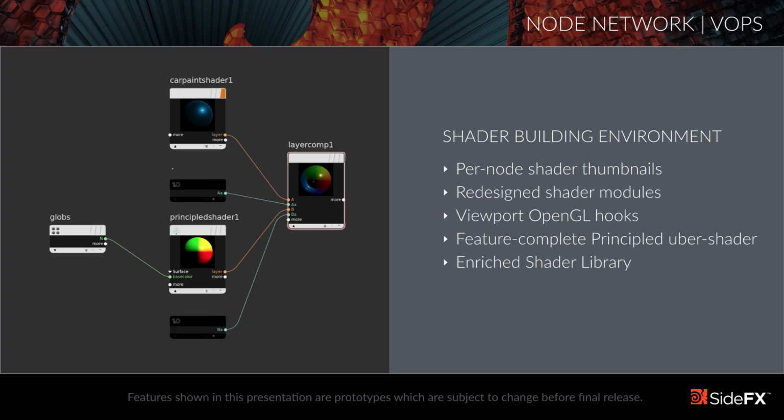This new look will also affect other network types such as VOPs, where you will have stronger shader building network tools. Each node will have shader thumbnails, and the shader modules have been redesigned. With the new layer material node, you will be able to take existing materials from an enriched shader library and quickly comp together a look. Mantra's reverse will be removed in favor of a feature complete principled uber shader. This will be a much stronger experience for artists, and we look forward to you getting your hands on it.